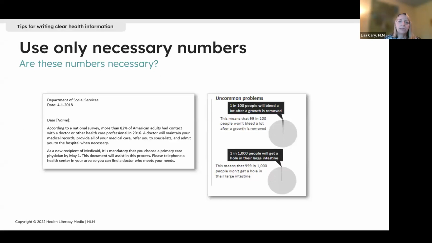All right, so here's an example of using only necessary numbers. And if you look, there are two different examples here. The one on the left is a letter that starts out, according to a national survey, more than 82% of American adults had contact with a doctor or other healthcare professional in 2016. Do you think that those numbers are necessary to help someone make a decision or take action?